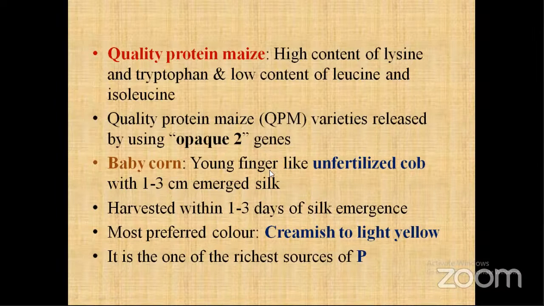Normal maize is a fertilized crop with 1 to 3 cm emerged silk. Generally baby corn is harvested within 1 to 3 days of silk emergence. Silk generally forms around 60 to 65 days after sowing. The most preferred color of baby corn is creamish to light yellow. And baby corn is one of the richest sources of phosphorus. It is highly nutritious.